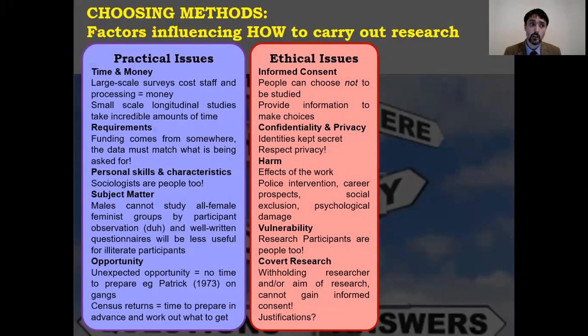Also, that means you've got to provide the information to the people you're going to study about what you're doing and why you're doing it and how you're doing it, so that they can make an informed decision. If you just say, I'm looking at sexuality, would you like to be interviewed? A lot of people are going to say no. And the people that say yes won't necessarily be the people you need for your study.